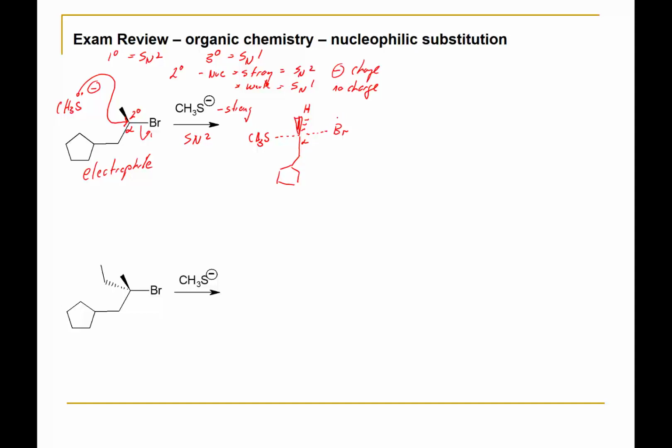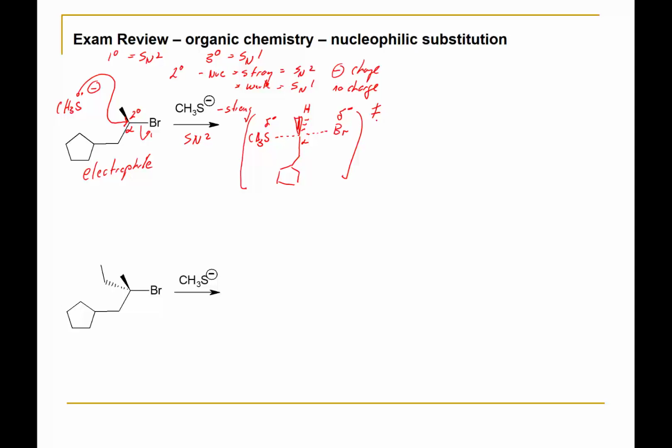The bromide is developing a negative charge, if you will. And the sulfur coming in is, in a sense, losing its negative charge. We'll only put it as delta negative. We usually put brackets around this, and we use this double dagger to indicate that this is the transition state, the highest energy state in this reaction.